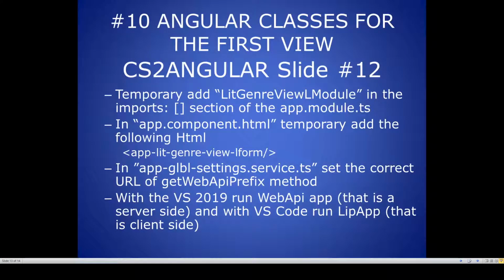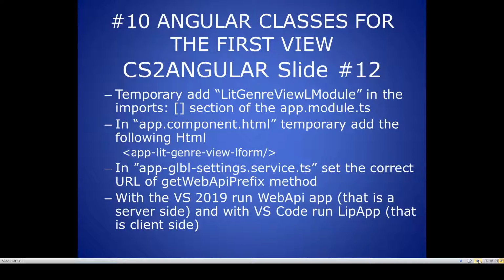Slide number 12. Temporarily add lit genre view L module in the imports section of the app module.ts. In appcomponent.html temporarily add the following HTML: applet genre view form. In app global settings service.ts set the correct URL of the get web API prefix method.